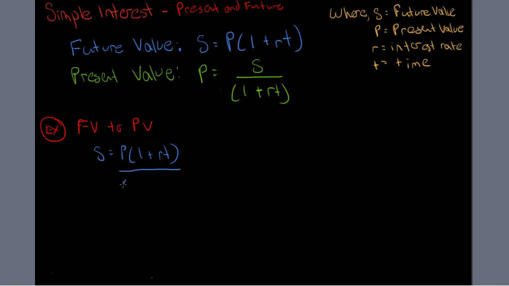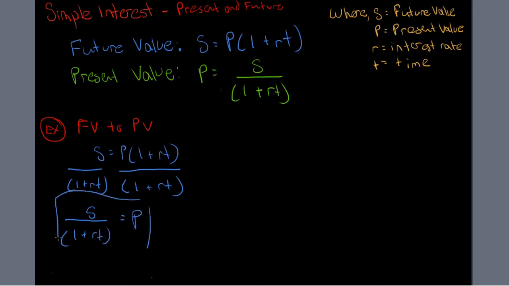The way we could do that is we could divide what's multiplied by P. So we divide 1 plus rt on both sides. This leaves us with S over 1 plus rt, which is equal to present value. Right there, we have turned the future value into the present value equation.